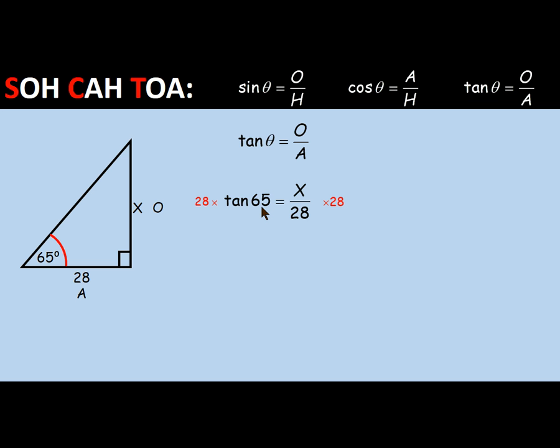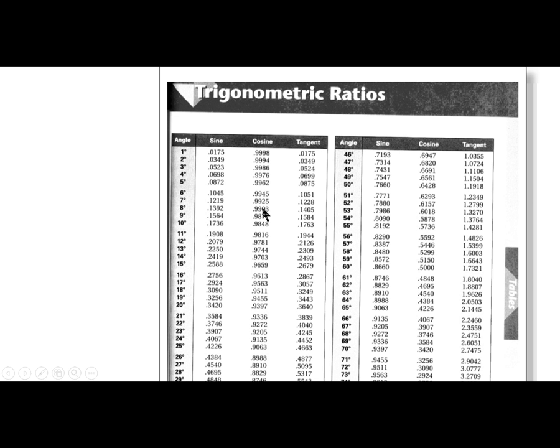You didn't always used to be able to do that. The calculators didn't always have that. So what we'd have to do way back then is turn this into whatever the value of tangent 65 is. It's some weird decimal. And the way we'd find that is we'd have a chart.